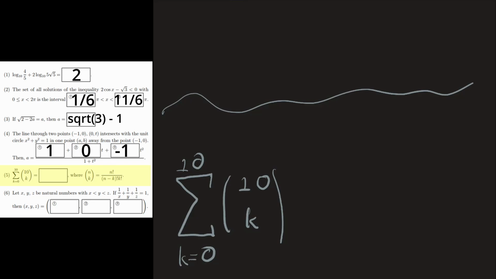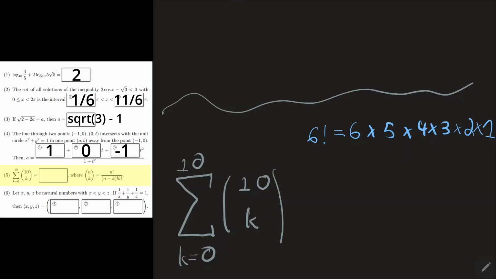Also, if you have no idea what n choose k means, don't worry. I'll explain at the end of this question. It doesn't actually really matter. You also need to know that the factorial is when you multiply all the numbers before and including it. So 6 factorial, which is just 6 exclamation point, is equal to 6 times 5 times 4 times 3 times 2 times 1. That is what a factorial is.